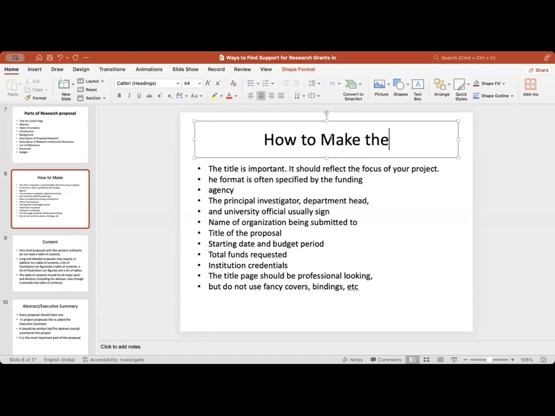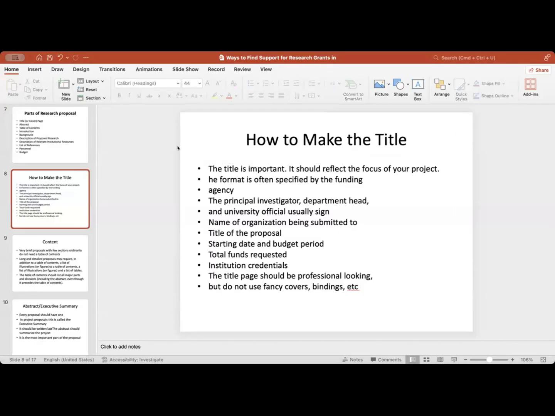So how to make the title? The title is important. Fifty percent of your effort in securing funds is realized through your title. And I'll tell you, I am not very good at that. As an expert, I am not good at that, but I have learned that if your title is not attractive, people hardly even look at what is inside.